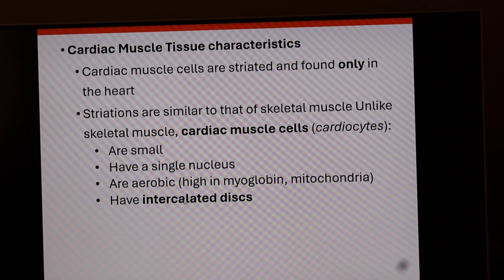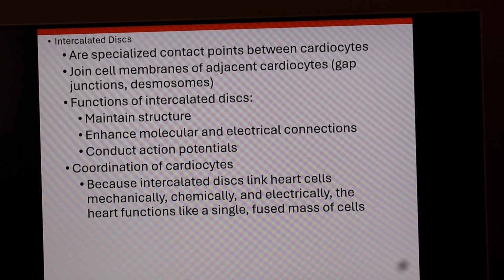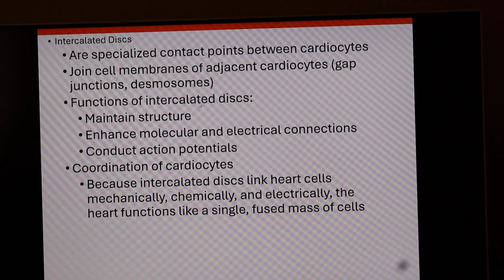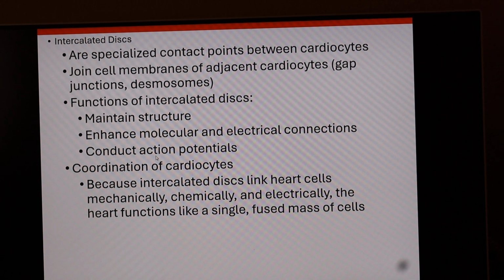They have what we call intercalated discs. Intercalated discs are specialized contact points between the cardiocytes, joining the cell membranes of adjacent cardiocytes. Functions of the intercalated disc: to maintain the structure, enhance molecular and electrical connections, and conduct action potential. We shall learn more about action potential when we get deep into the central nervous system.